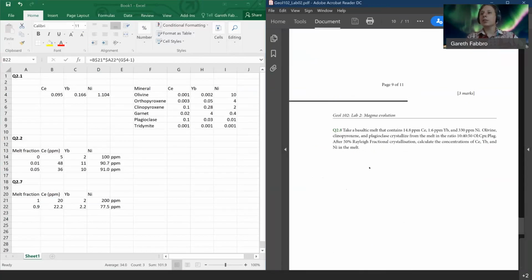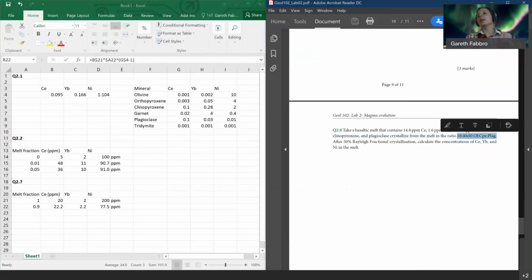So here, question 2.8, you have a basaltic melt. The fact it's basalt doesn't really matter. This is the concentration of the 3 elements you're interested in. This time, you're not just crystallizing olivine, you're also crystallizing clinopyroxene and plagioclase, and this is the ratio between them. So you have 10% olivine, 40% clinopyroxene, 50% plagioclase. So that's all that means: 10 ol, 40 CPX, 50 plag.